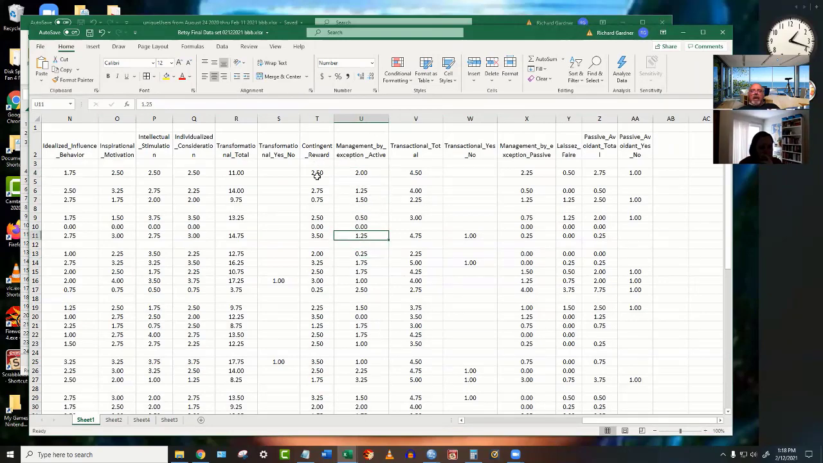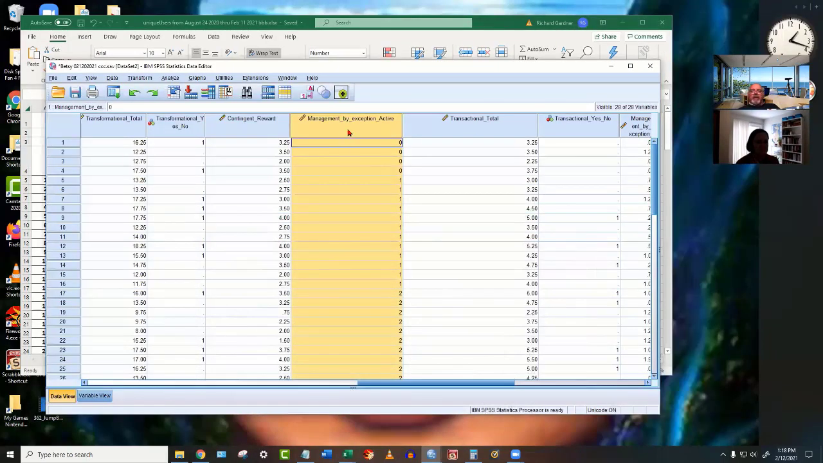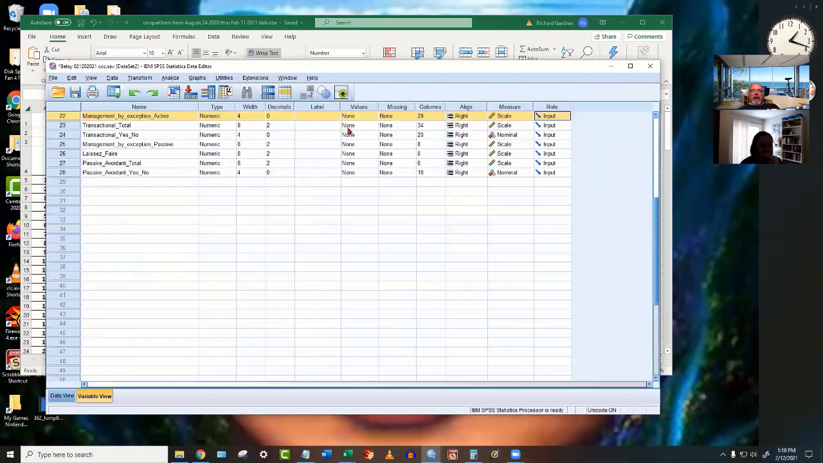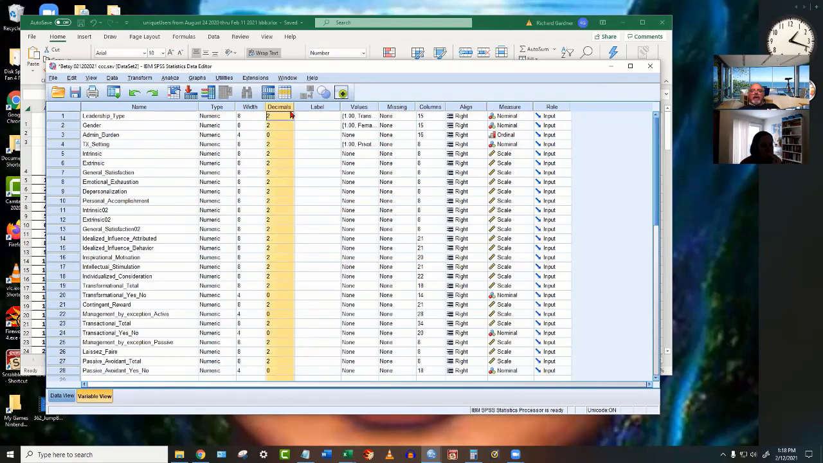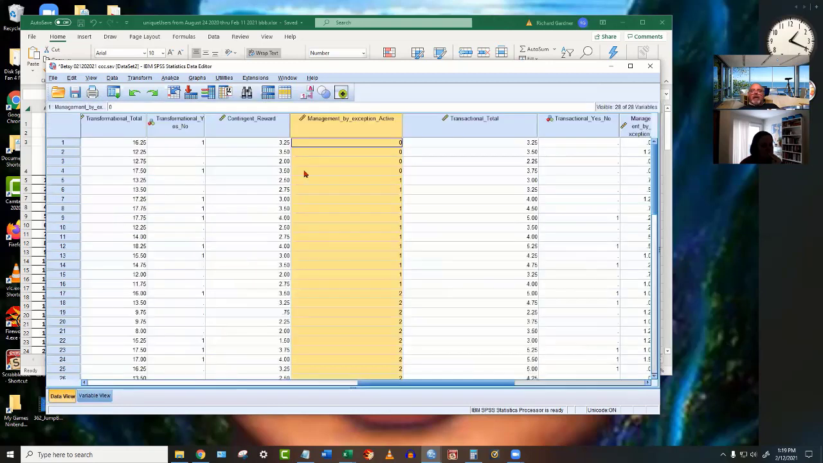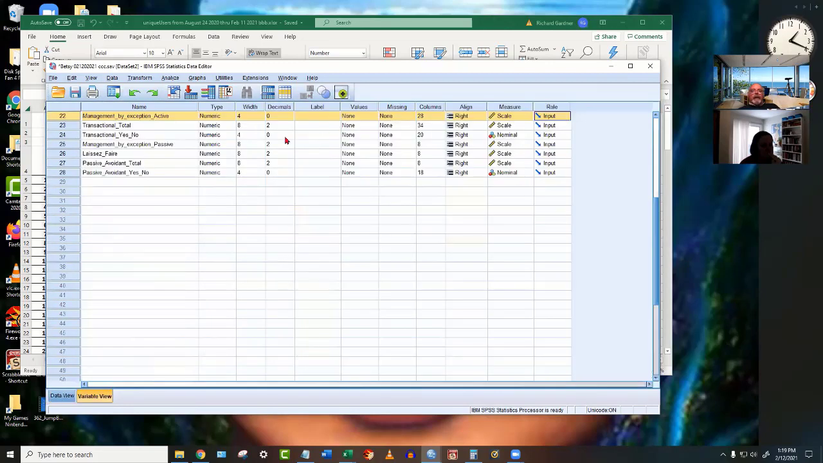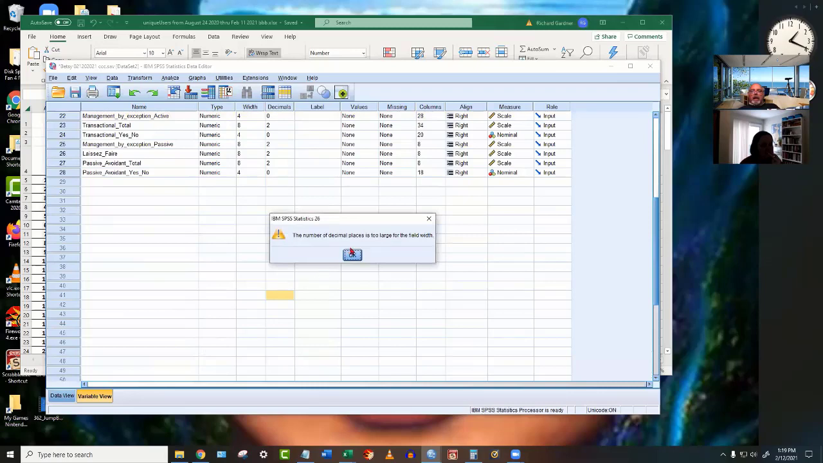Yeah, contingent reward. Oh me, oh my. Please hold. Decimal 0. Hello, stupid computer. You should have picked up on that. Oh, what had just happened? Yeah, it was rounding. Yeah. Ah, what the hell?